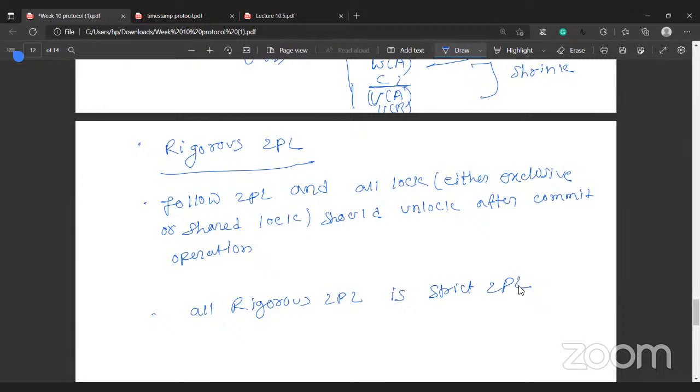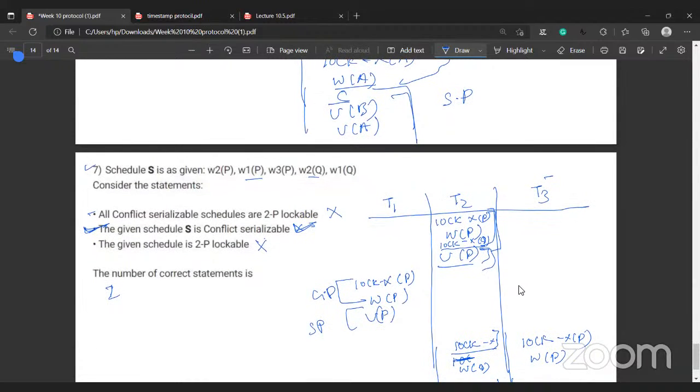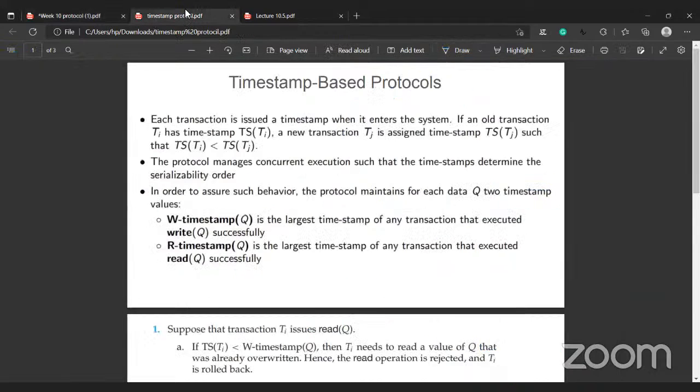Okay. Any other doubt in locking protocol? Okay. So now we'll see the timestamp protocol, right?